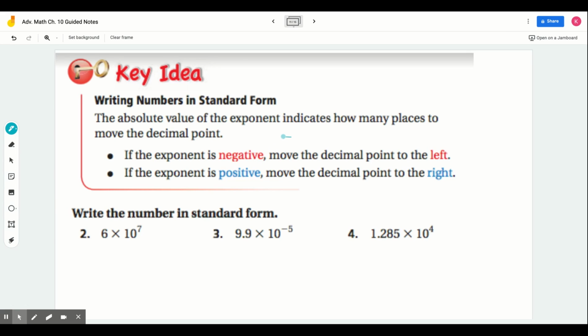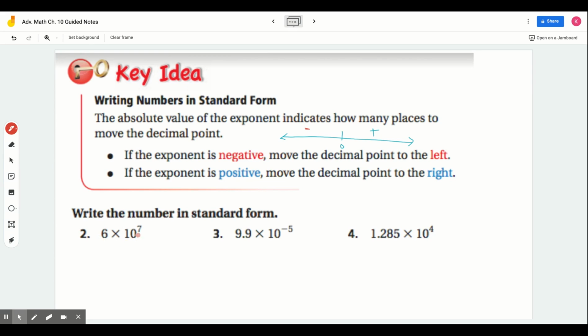Now, I like to think about our number lines when I try to do this. If I'm thinking about my number line in accordance to 0, if my number is positive, it is to the right. If my number is negative, it is to the left. So this kind of helps us understand how to move that decimal point.